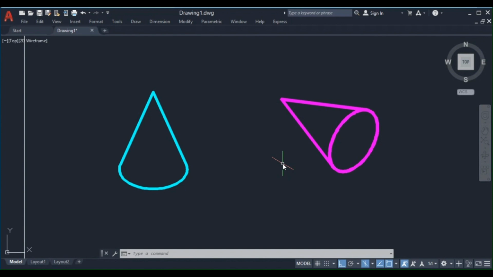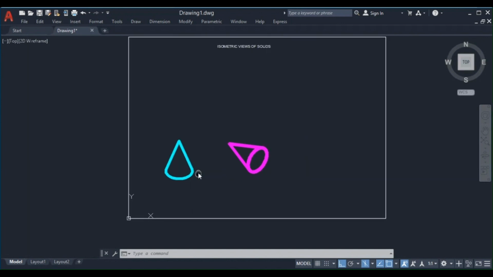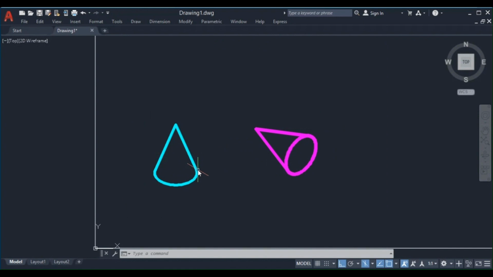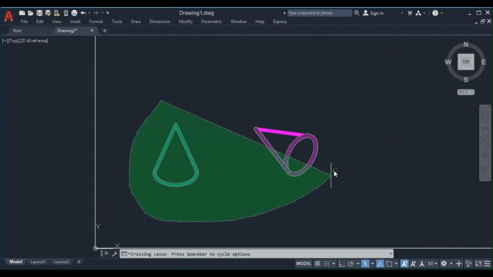Yeah. So can I move on to the other problem? Have you taken the screenshot? Yes, sir.